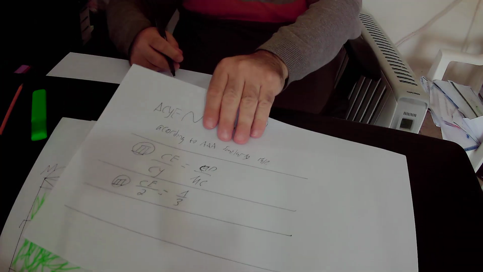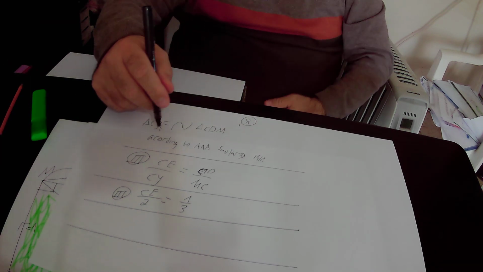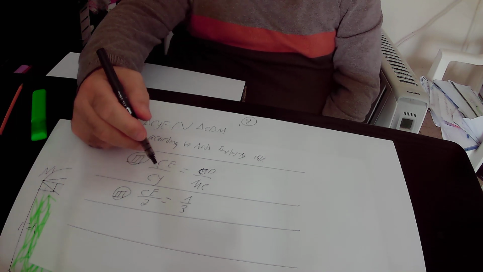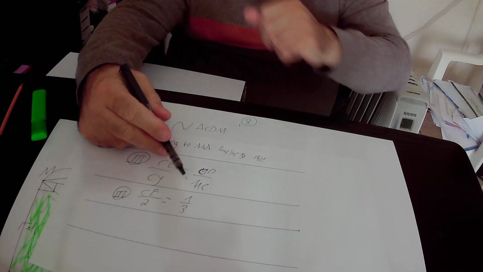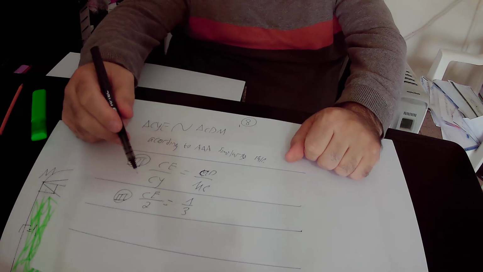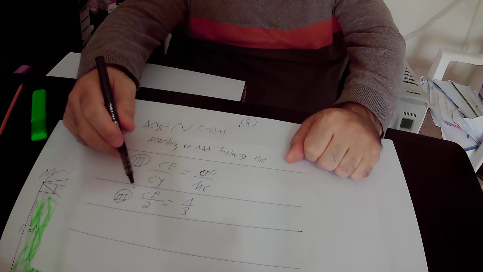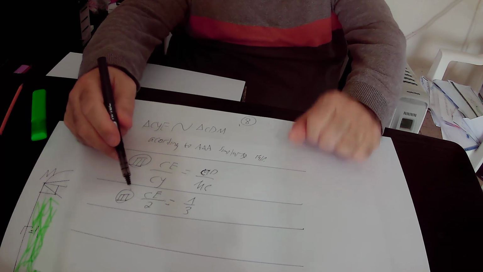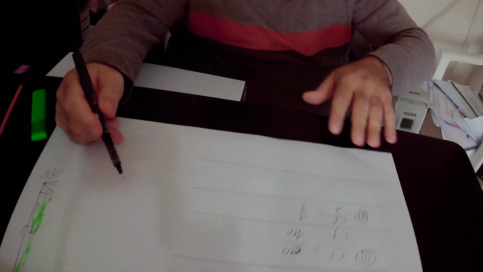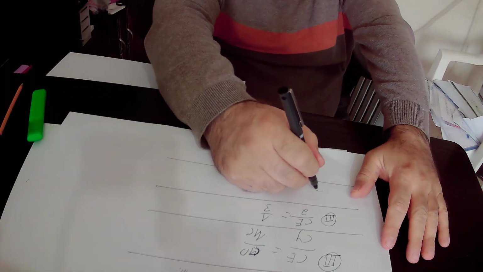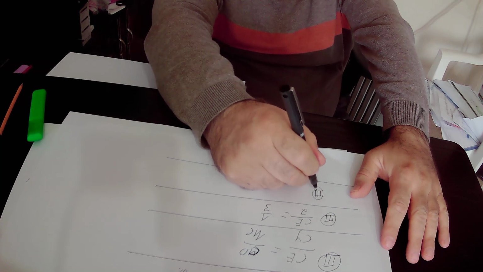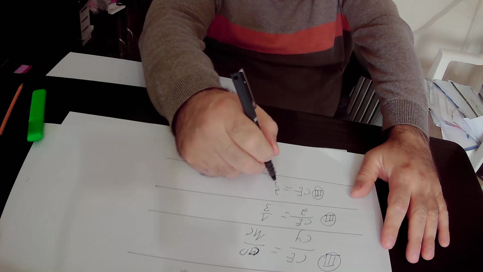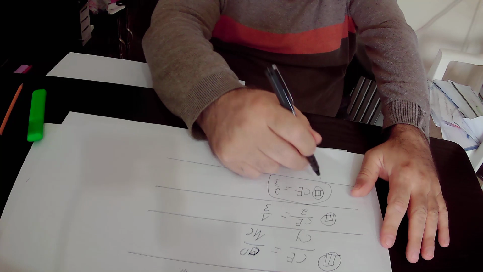So in total we found out that CE over CY, CY is 2, and here CD is 1 unit and MC is 3 units. So according to equation number 3, CE over 2 equals 1 over 3. We will multiply equation number 3 by 2 and we will get that CE equals 2/3 units.